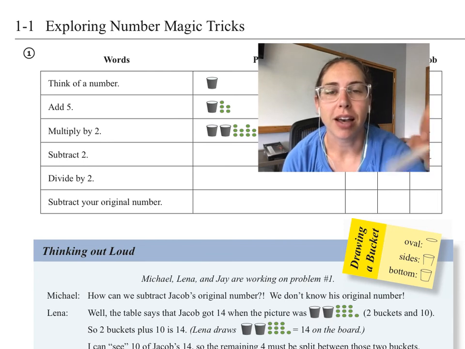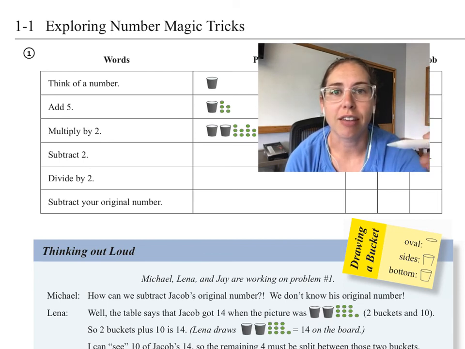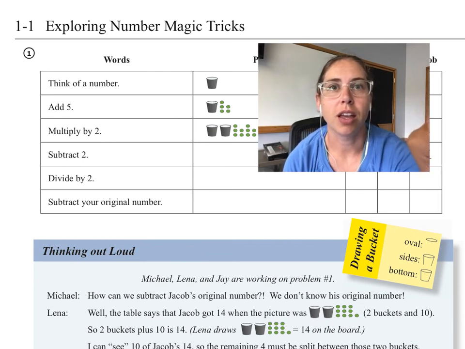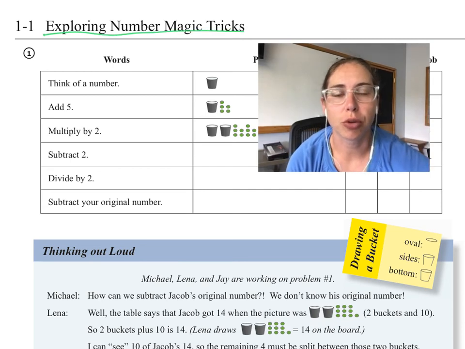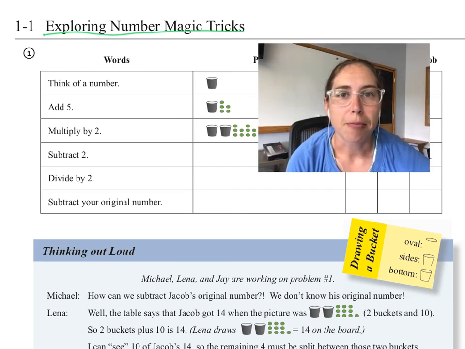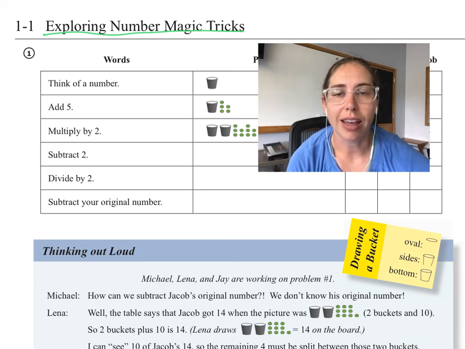You'll see here behind my video that I have the same sheet that you do, and we're going to be on the first lesson exploring number magic tricks. So follow along as we go, answer the questions that come up as we go, and let me know if you have any questions while you're working. Here we go.